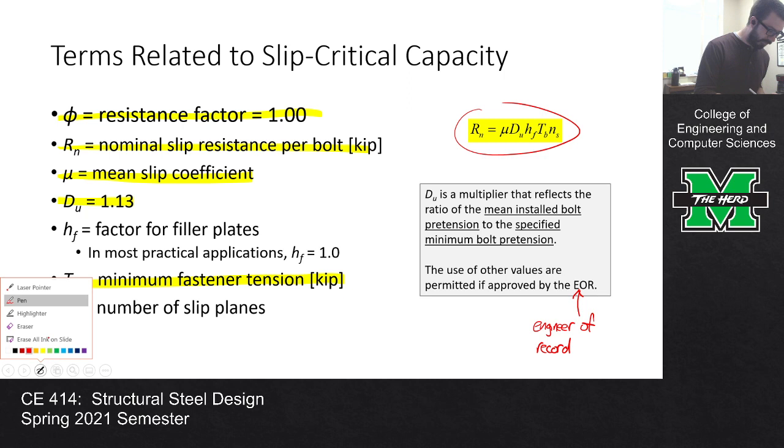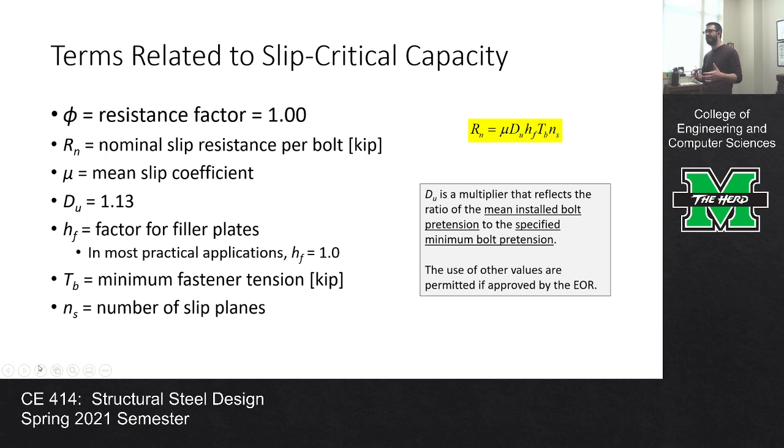Okay. Lastly, there are a couple of other parameters. So number one, there's the number of slip planes, and the number of slip planes is kind of like the number of shear planes.